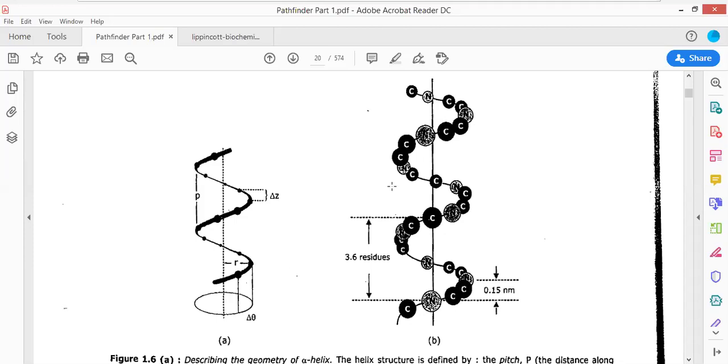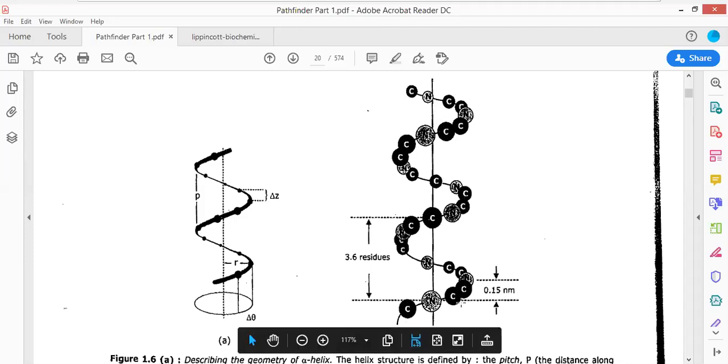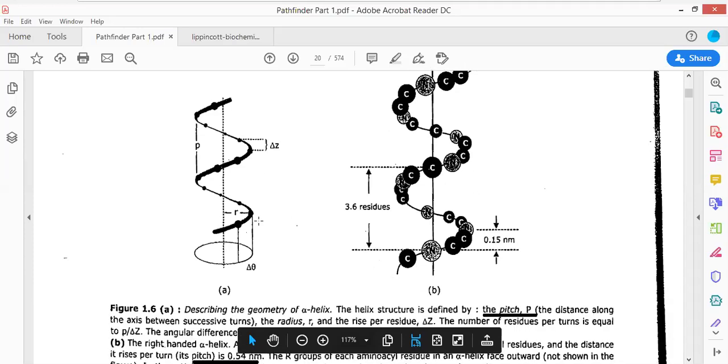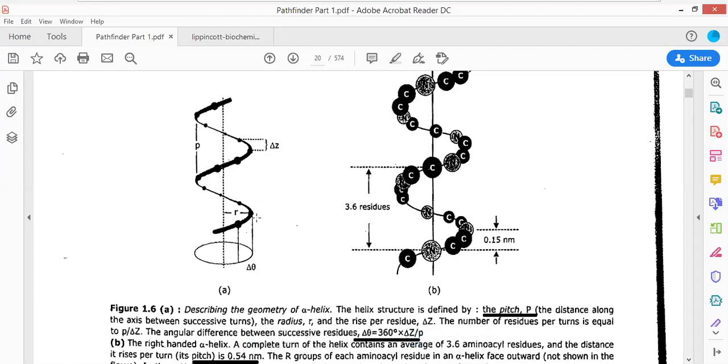Then it leads to the formation of a structure that is referred to as alpha helix. Okay, now is this clear, how this alpha helix was being produced? Now, coming to the formula part, let us see how this formula has been formed.